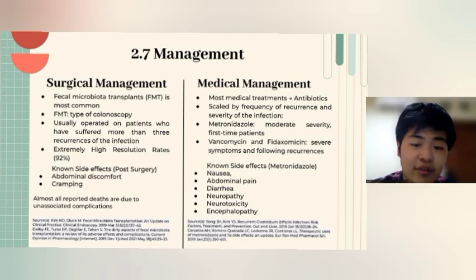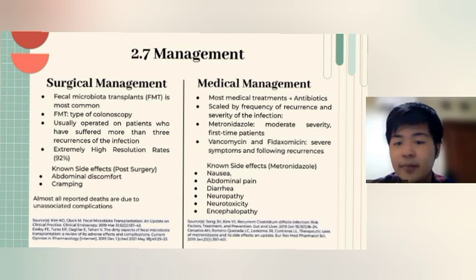Some known side effects of FMTs post-surgery include abdominal discomfort and cramping. And most of the deaths reported after a person has done the surgery are most likely due to unassociated complications that are not related to the infection. So next we have medical management.